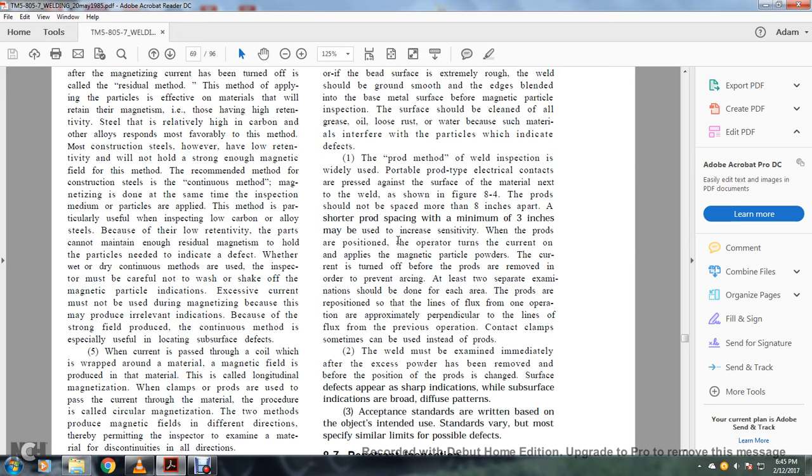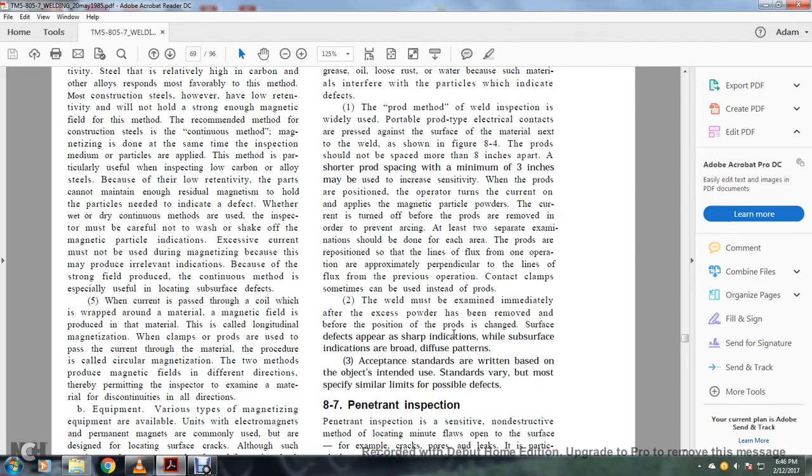When the prods are positioned, the operator turns the current on and applies the magnetic particle powder. The current is turned off before the prods are removed in order to prevent arcing. At least 2 separate examinations should be done for each area. The prods are repositioned so that the lines of flux for the second operation are approximately perpendicular to the lines of flux for the previous operation. Contact clamps can be used instead of prods.